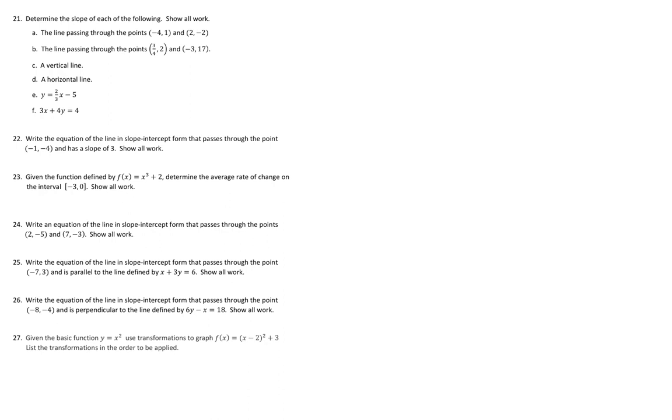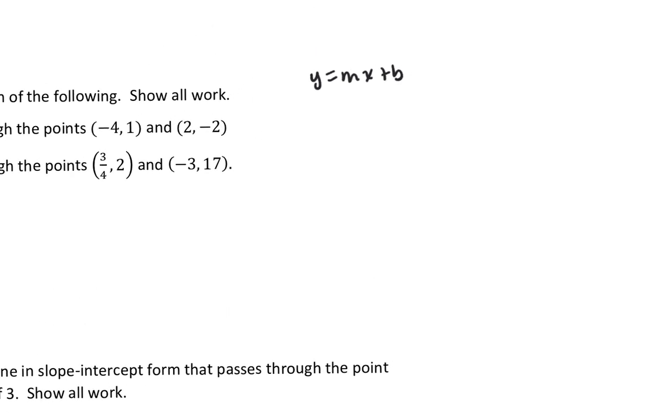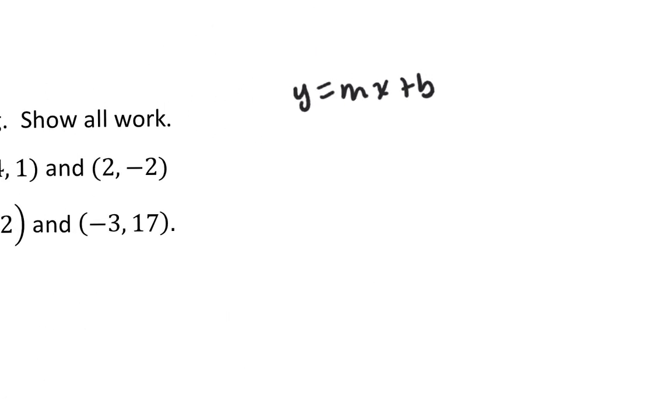Let's get started. Number 21 says, determine the slope of each of the following, show all work. Alright, so if we remember, let's just take a look at some things that we know about slope. We know a line formula is y equals mx plus b, correct? And in this y equals mx plus b, we know that m is our slope.